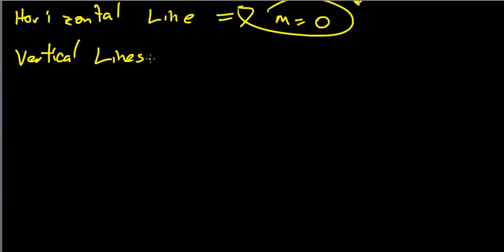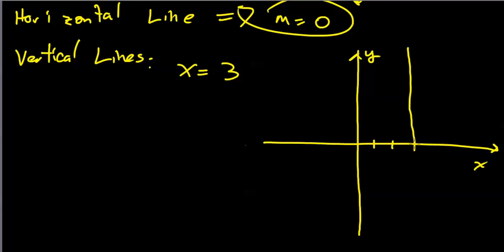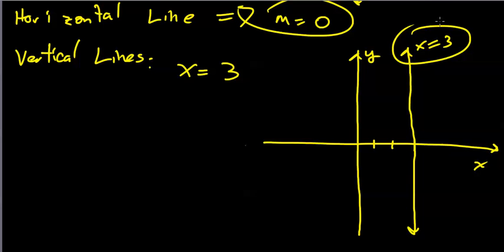Well, as you know from last section, vertical lines have the form x equals constant. Well, let's look at the vertical line x equals 3 here. If I make a quick graph of the vertical line x equals 3, I can see there's something somewhat similar happening in a vertical line. Just like a horizontal line had no rise, a vertical line will have no run.